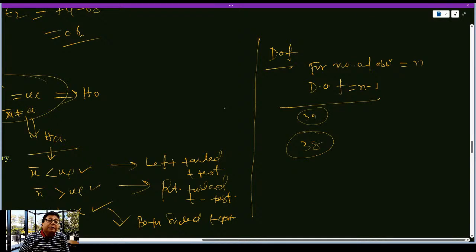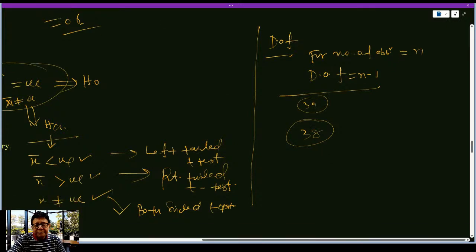So the number of people who have choices in the sample will be referred to as degrees of freedom. So degrees of freedom will be 39 minus 1, that is 38. If the sample contains n, then degrees of freedom will be n minus 1. Clear?